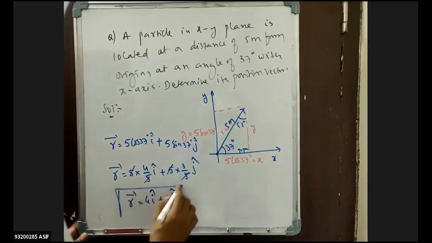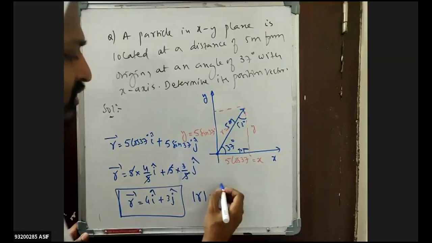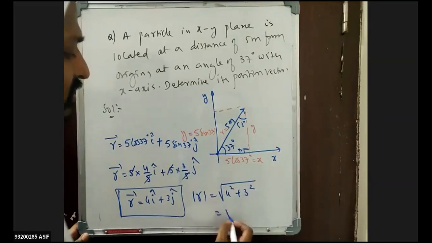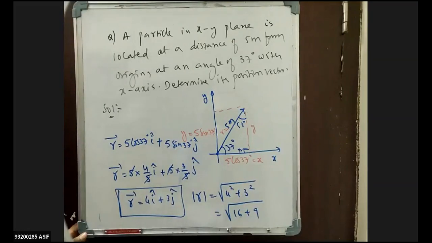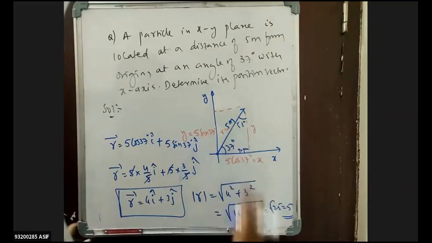Can anyone tell me the magnitude of this one, beta? If I am talking about magnitude, mod r is equal to the square root of 4 squared plus 3 squared. That is equal to the square root of 16 plus 9. Root 25. So that will be equal to 5. That's the resultant we got.